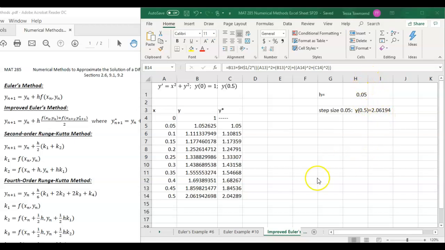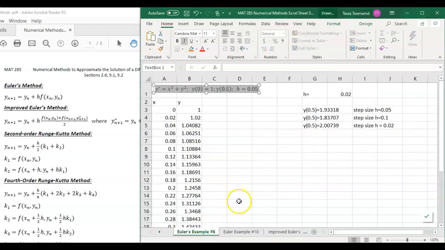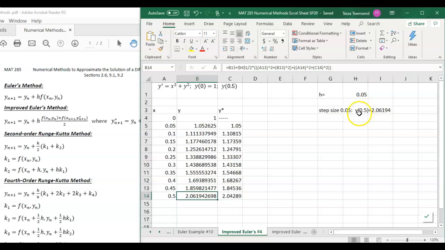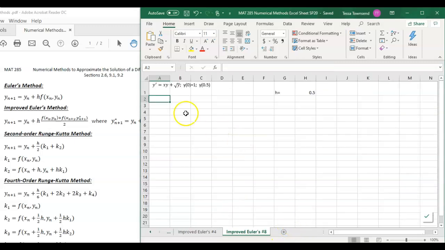So if we wanted to compare this to what we got before, this gave us 2.06194. If we go back to using just Euler's, with a step size of 0.05, we got 1.93. Improved Euler's will give you a better answer, a more accurate answer than standard Euler's. Just for fun, let's do one more.